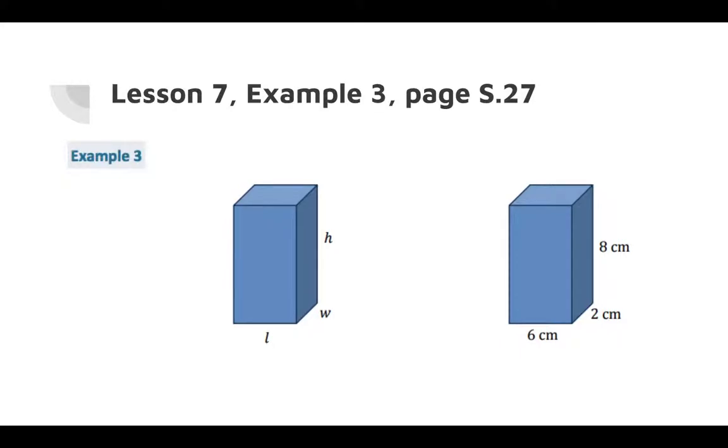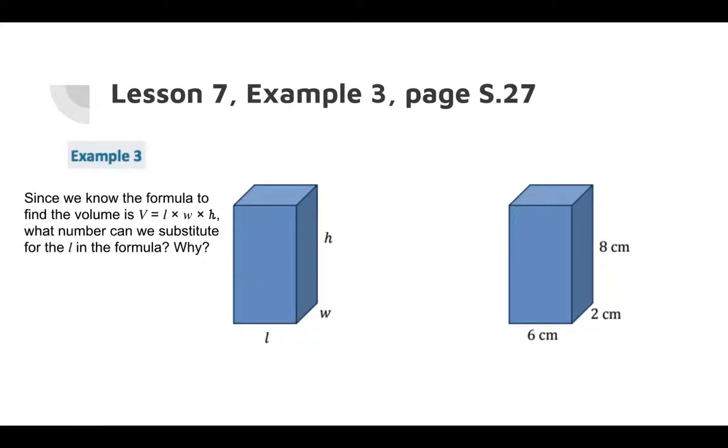Here we go again with our rectangular prisms. Since we know that the formula to find the volume is length times width times height, to find the volume means you want to know how much fits inside this rectangular prism. Kind of like if you have a box of tissues, right? You want to know what that space inside can hold.